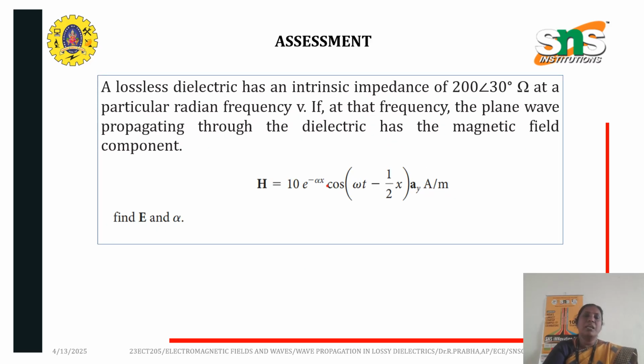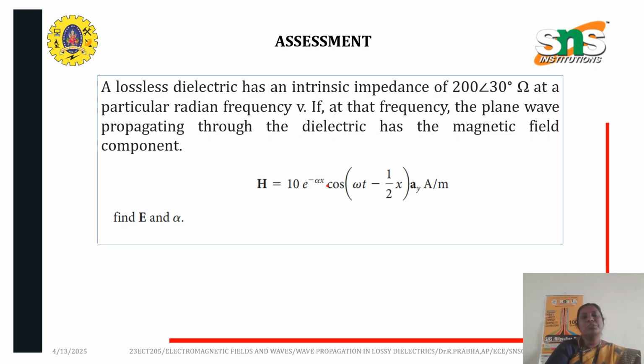Assessment question. A problem is given: a lossy dielectric has an intrinsic impedance of 200 angle 30 degrees ohms at a particular radian frequency omega. If at that frequency the plane wave propagating through the dielectric has the magnetic field component H equal to 10 into e power minus alpha z cos of omega t minus z by 2, in the ay direction, amperes per meter, we are asked to find the value of the electric field E and the attenuation constant alpha. If you observe the parameters given, the intrinsic impedance eta is given as 200 angle 30 degrees ohms.